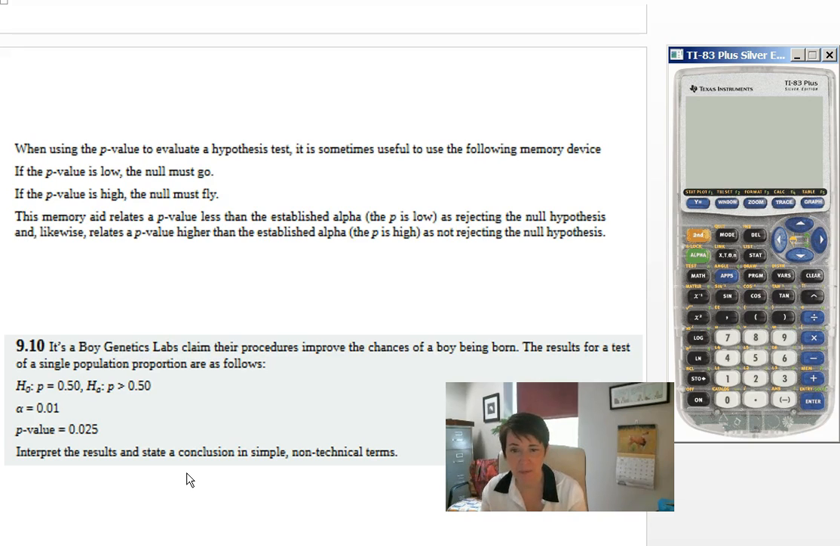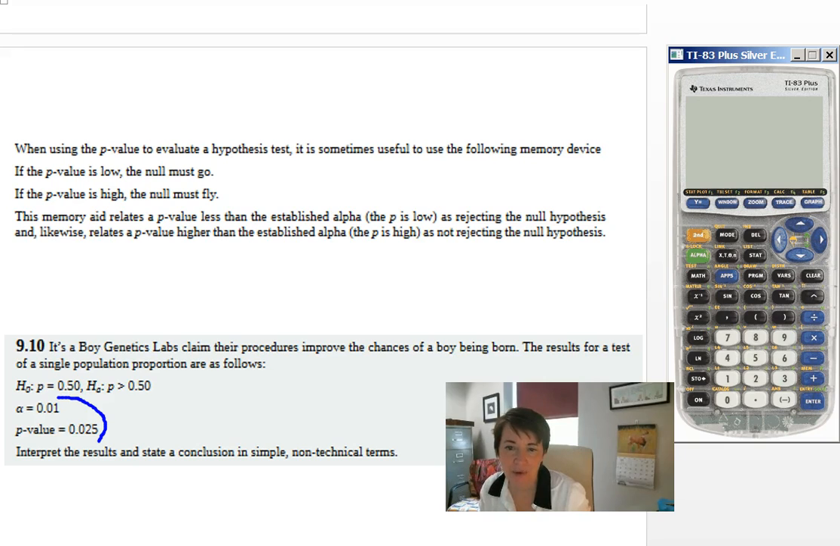So we have a procedure that improves the chances of a boy being born. The results for the test of a single population proportion are shown right here. We have the null equal to 0.5, and our alternate is that it is greater than 0.5, the chances of the boy being born. This is our level of significance, and our p-value is 0.025. So we are going to compare these two numbers, right? We're going to compare our level of significance with our p-value.